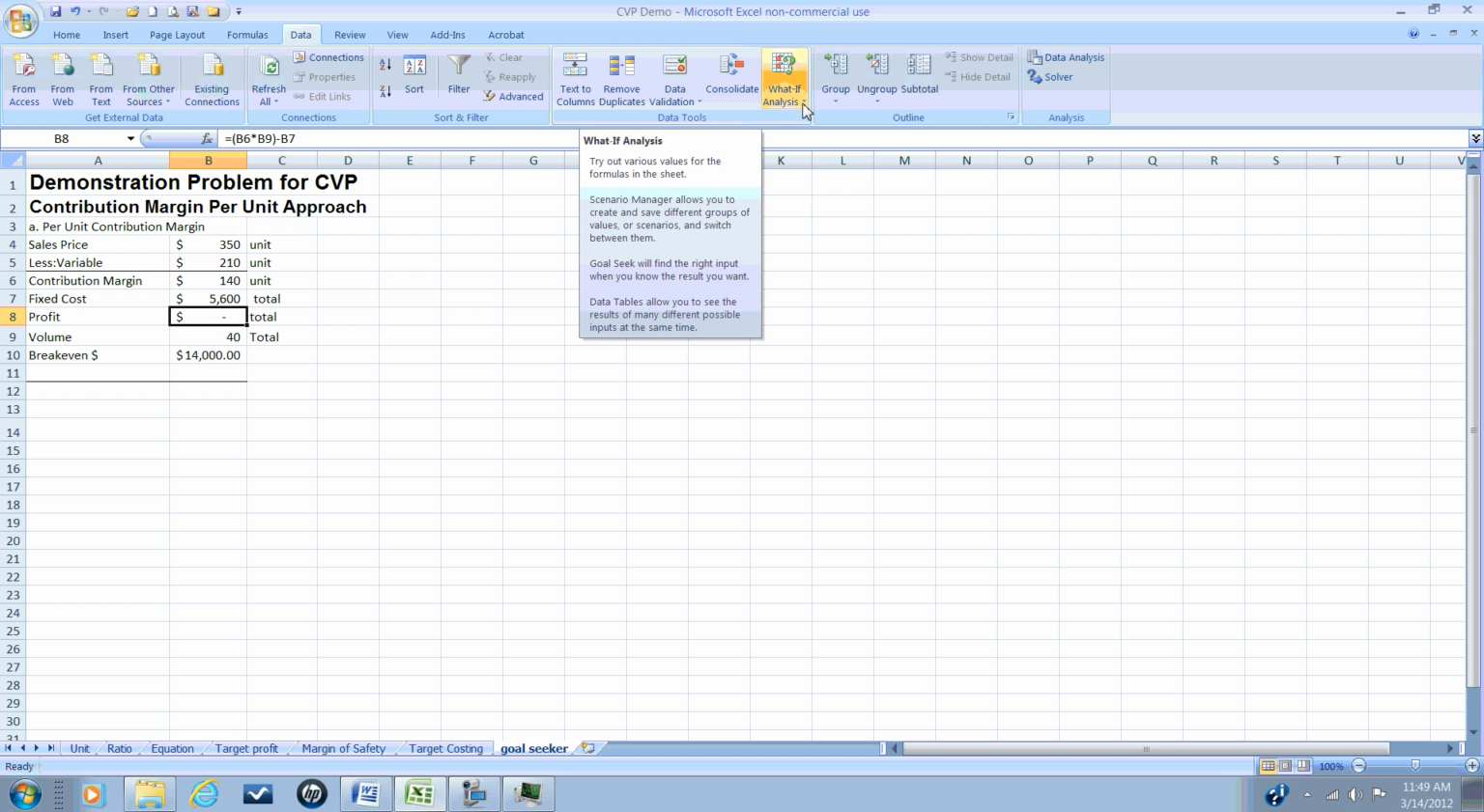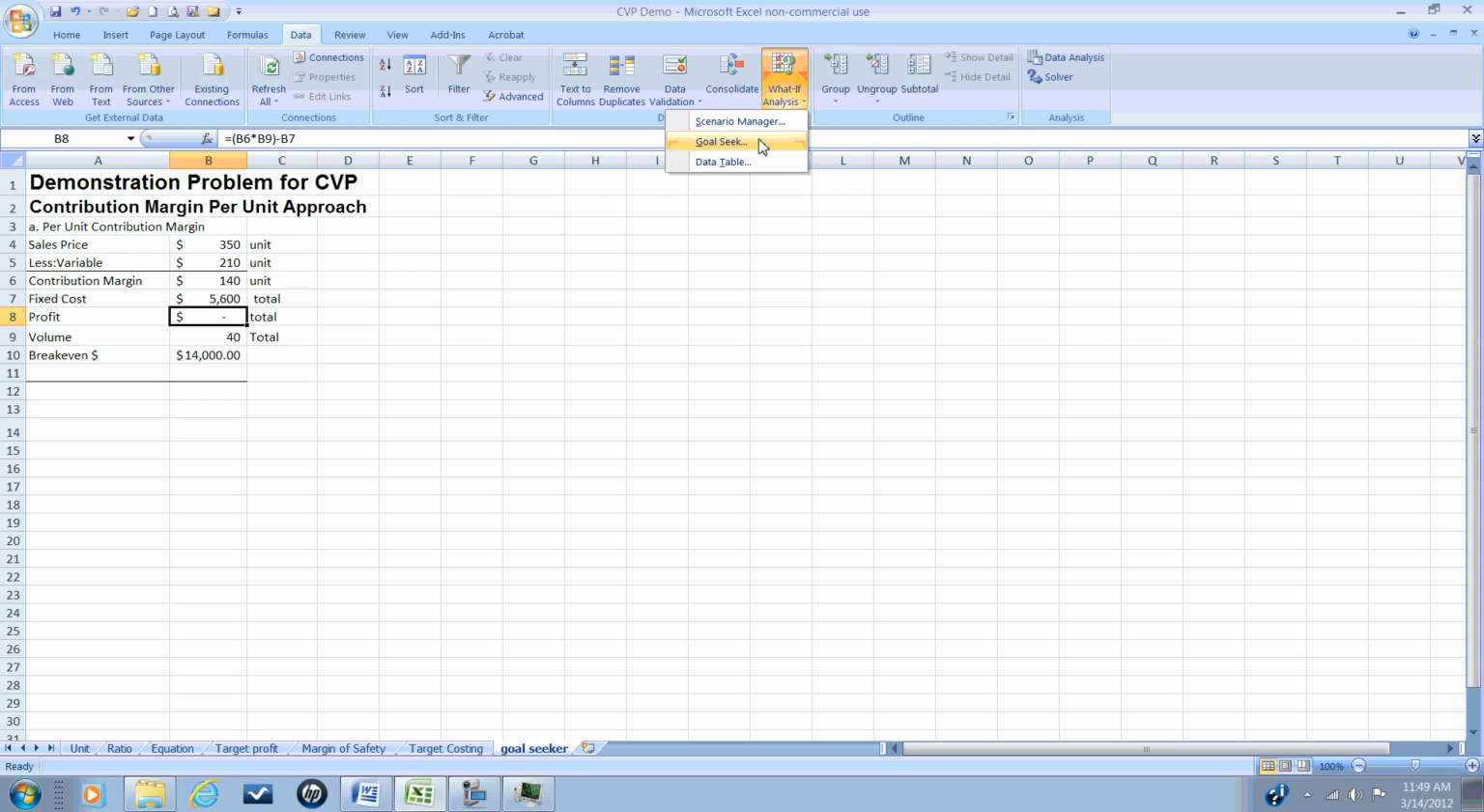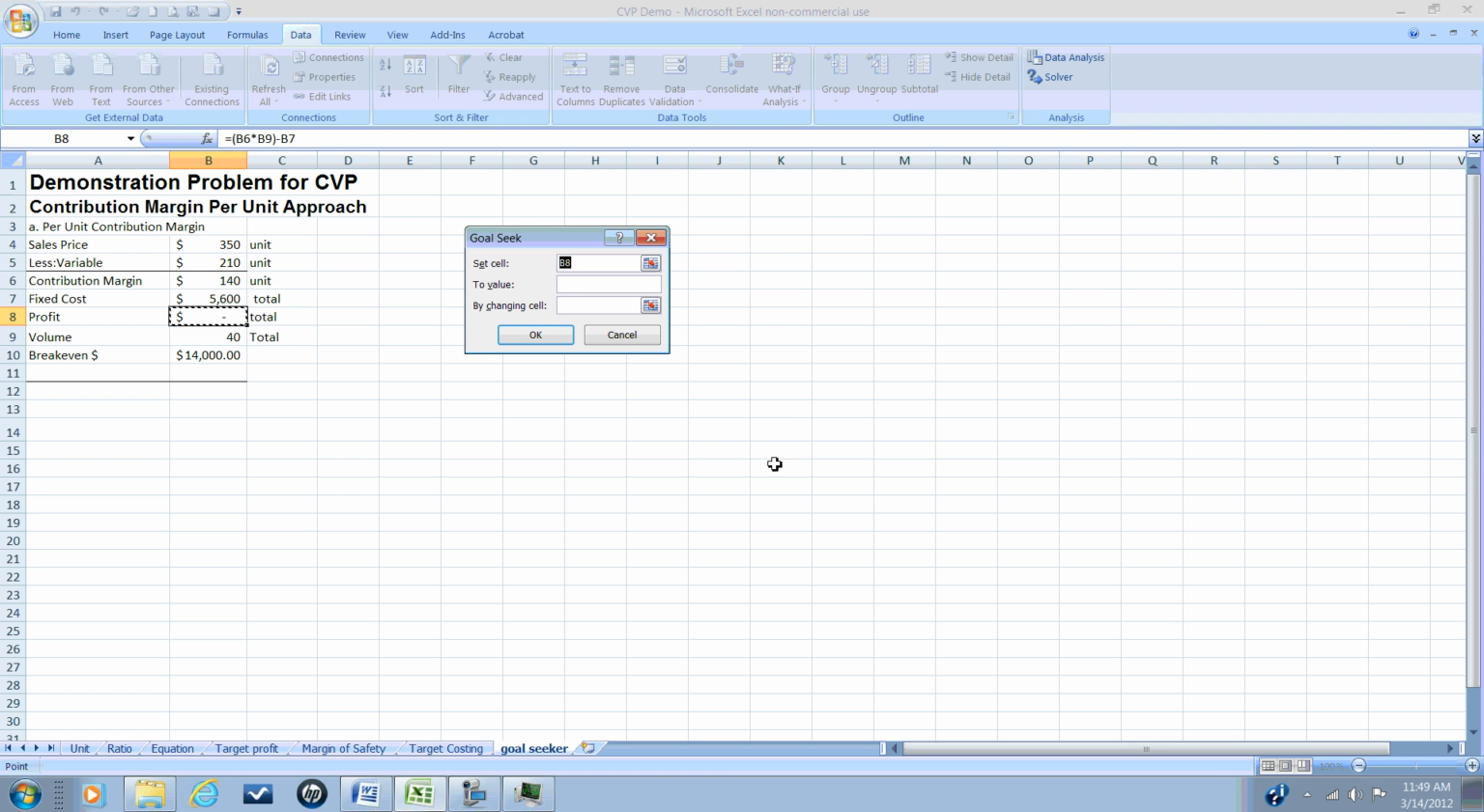So let's go back to our What-If scenario. Seek out Goal Seek, and now instead of setting profit to 0, we want to set it at the desired profit of 4,900. And again, we're going to do that by changing the volume. Now when we hit OK, Excel tells us that we need to sell 75 units with a budgeted sales amount of $26,250, which is the same amount that we used before.